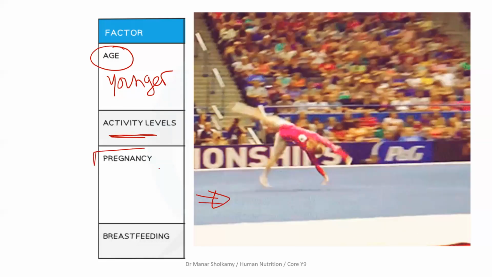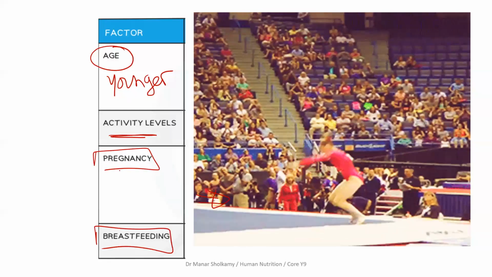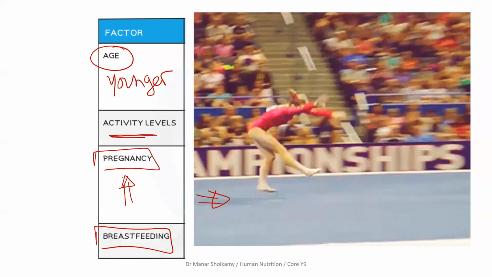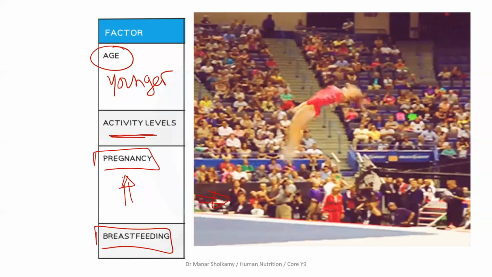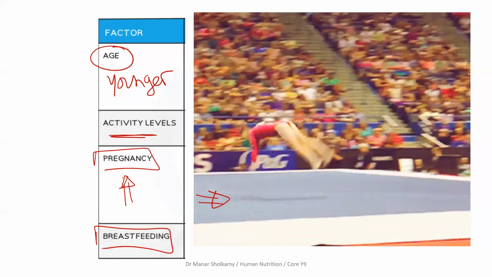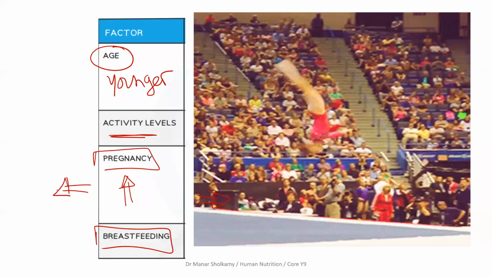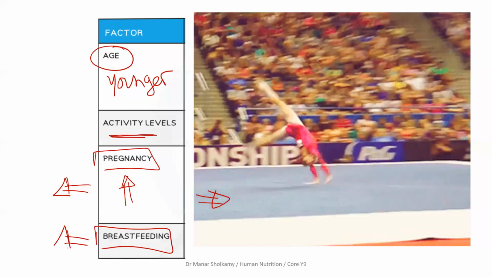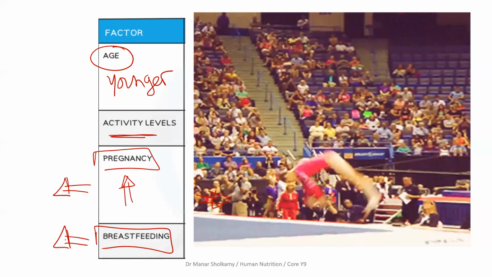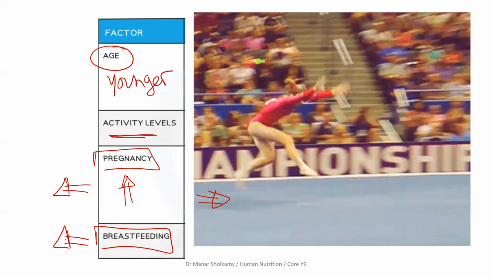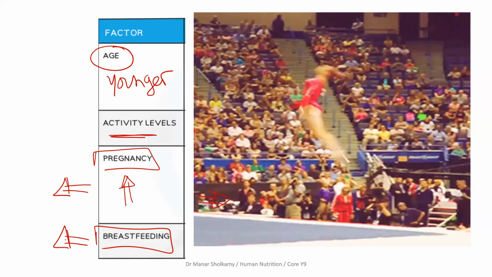Now, pregnancy and breastfeeding. Why would a pregnant female require more calcium and more iron and more everything? Because she needs to feed the baby. Exactly, because now she's eating for 2 organisms, for herself and for the baby. And why would a breastfeeding female need more and more? She's also feeding 2 people. Exactly, she's also feeding 2 people.